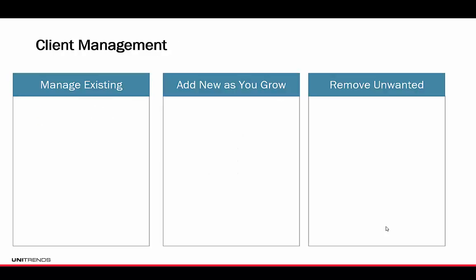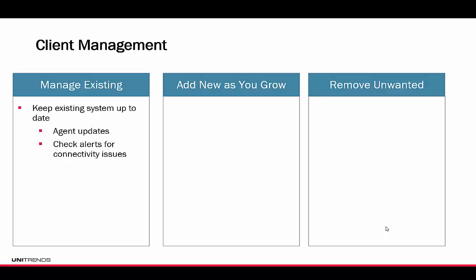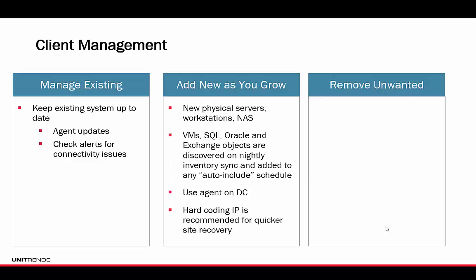When we look at client management, there's 3 different areas that we want to focus on for you. One is really managing your existing clients. So when we break that down first, you want to make sure you keep your existing system up to date. Keep your agents up to date. Check for those alerts once again. It'll also alert you if a server is down. If you're having connectivity issues to that agent or the virtual host or the NAS, it'll send you alerts in there as well too.